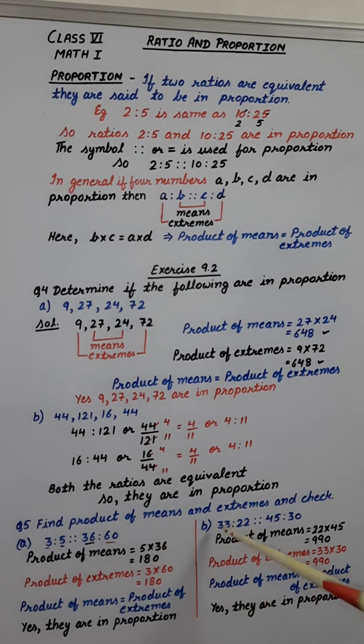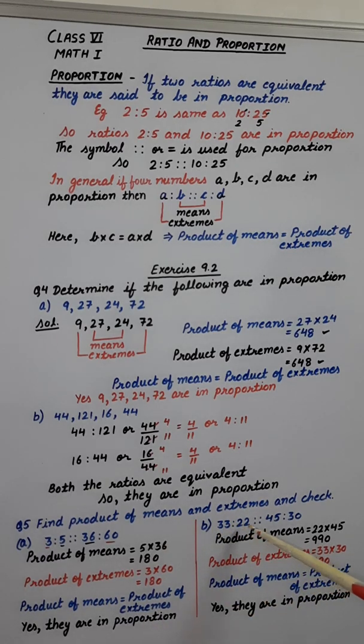Similarly, part B, 33 ratio 22, proportion sign, 45 ratio 30. Let's find the product of means. So 22 multiplied by 45, 990. Find the product of extremes. 33 multiplied by 30, 990. Now here we can see again that the product of means and product of extremes are the same. So yes, this is right, they are in proportion.